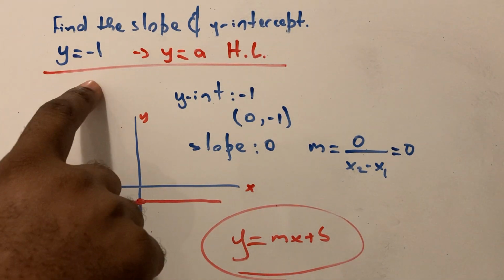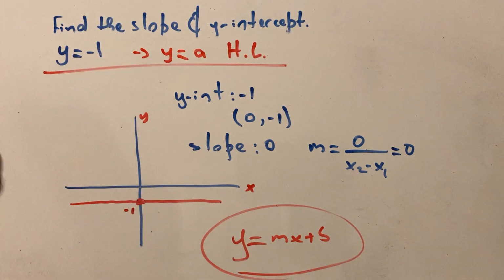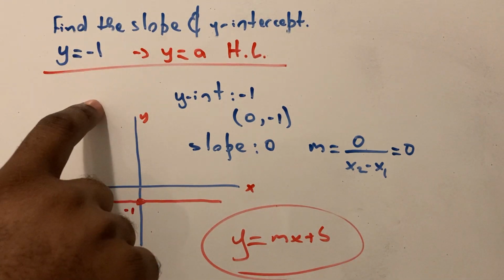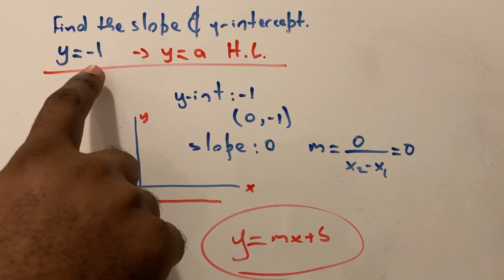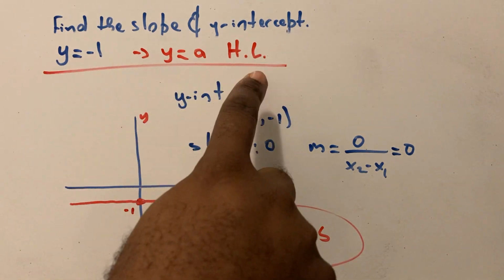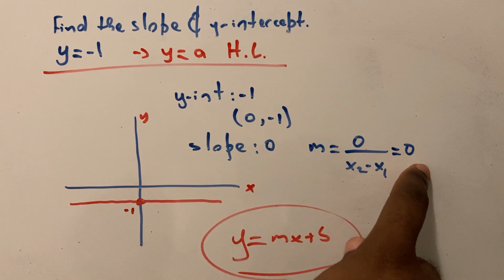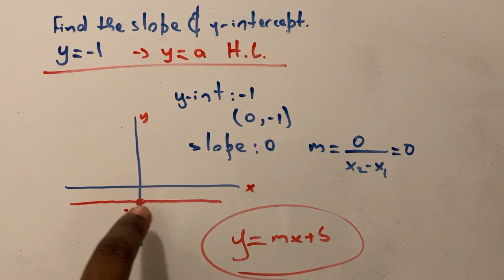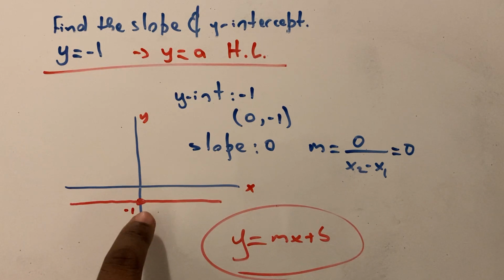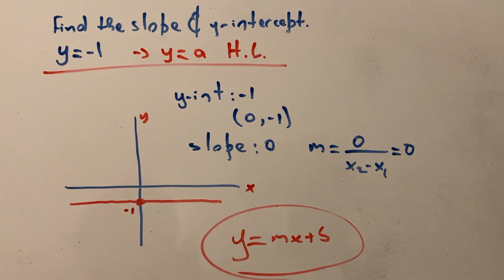Now, in this case here, and that was the previous example. Now, in this case here, this example, it was y equals -1. We know this is a horizontal line. For a horizontal line, the slope would be 0, and the y-intercept is where the graph crosses the y-axis, okay? Very easy for you to do. Just place your mind. It should be pretty easy to you.